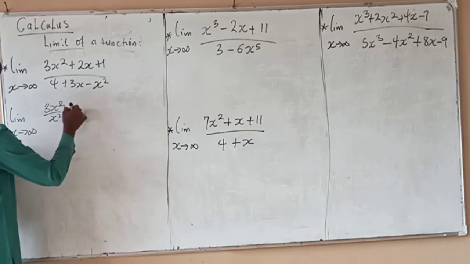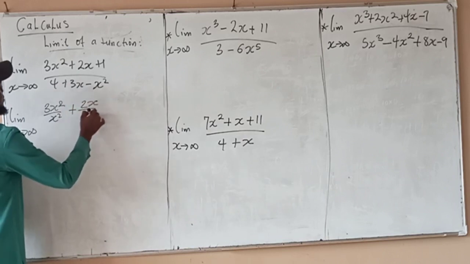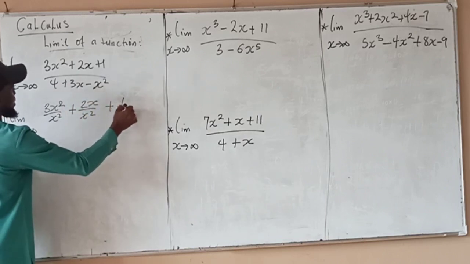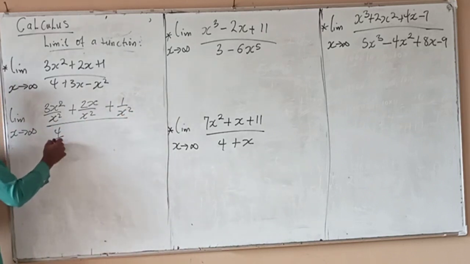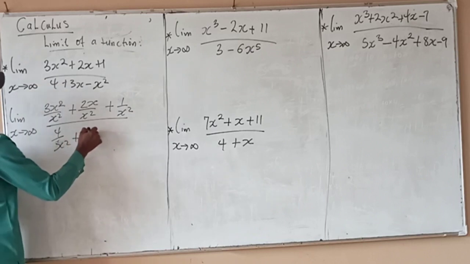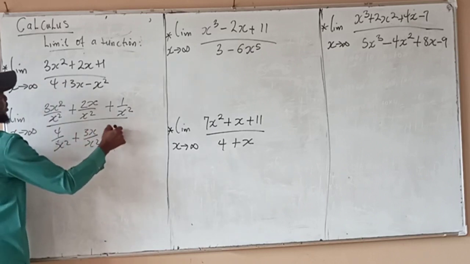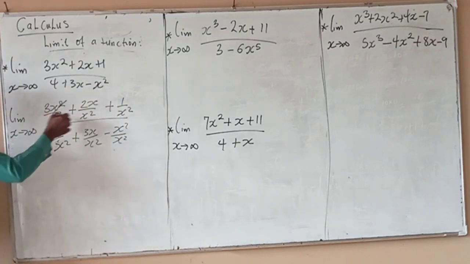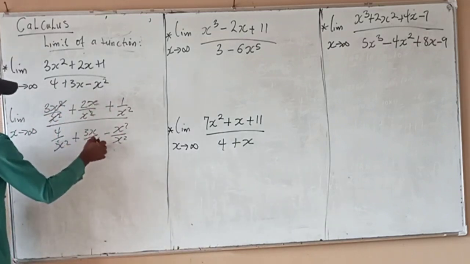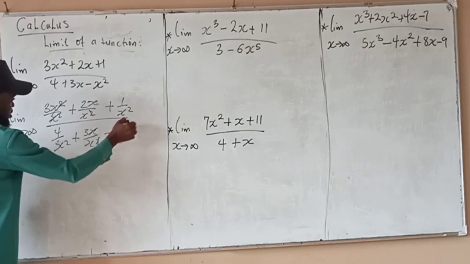And we divide 2x by x squared. And we divide 1 by x squared. Then we divide 4 by x squared. And we divide 3x by x squared. And we divide this x squared by x squared. And x squared by x squared. So this will cancel this. Cancel one x out. And cancel this x. This will cancel this to 1.